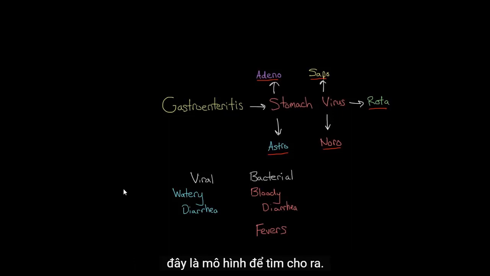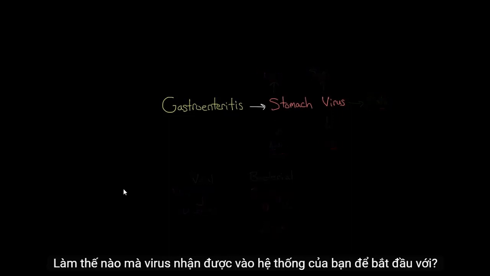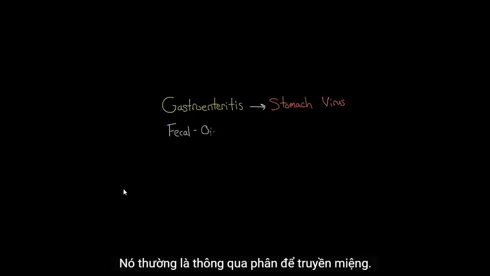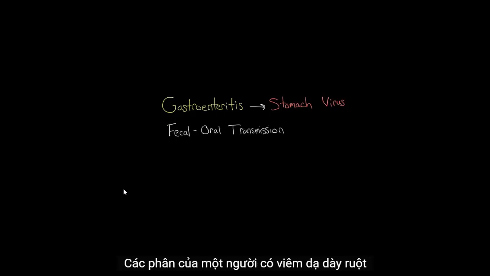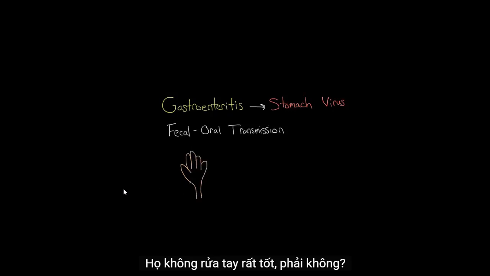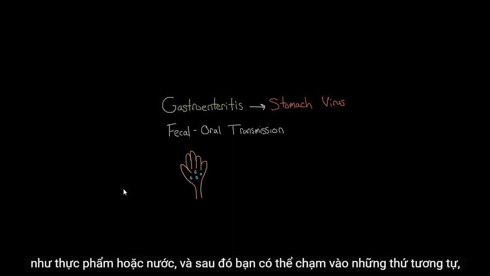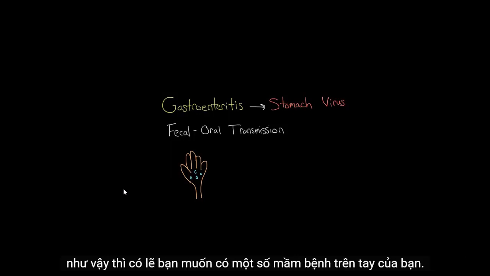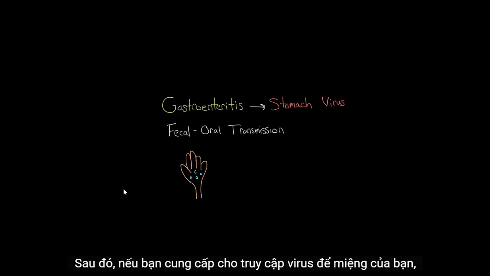Now, how does the virus get into your system to begin with? It's usually through fecal to oral transmission. So the feces of someone who has gastroenteritis will be contaminated with the virus. Let's say you know someone who has the disease and they use the bathroom. They don't wash their hands very well, right? Because they don't wash their hands very well, their hands have some of the pathogen on them. And then maybe they go on to touch something like food or water, and then you may touch the same stuff, right? So then maybe you have some of the pathogen on your hands. And so then if you give the virus access to your mouth, then you can get infected.